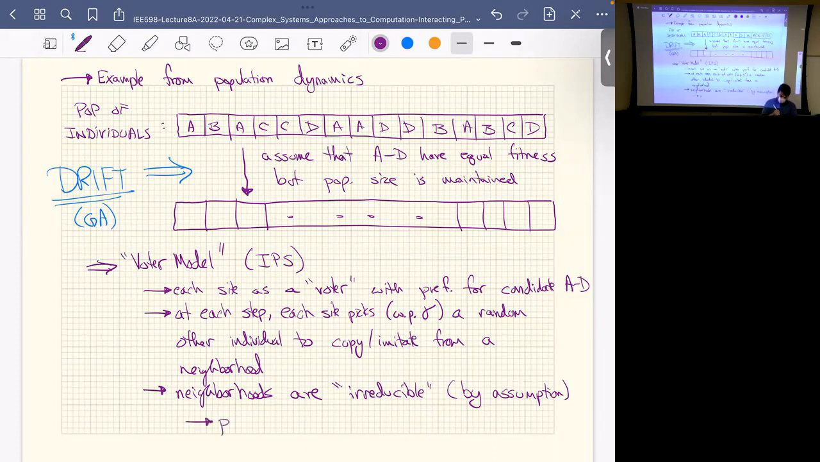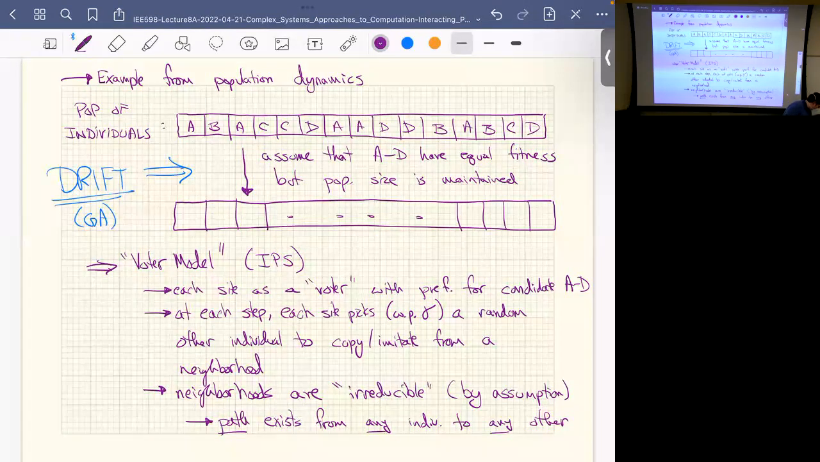So a path exists from any individual to any other. It doesn't have to be in that individual's neighborhood, but that individual is connected to another individual who's connected to another individual, so that in principle, information could be shared from one individual to all other individuals on this network. And so that's the basic voter model. You can think of this as a model of pure genetic drift.